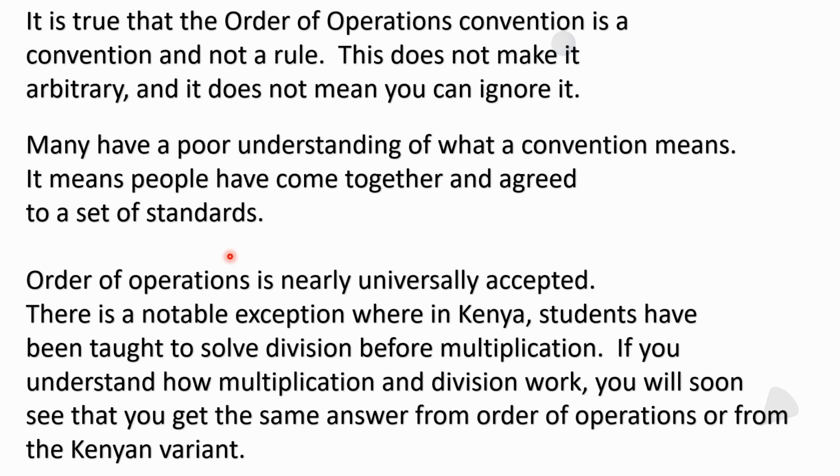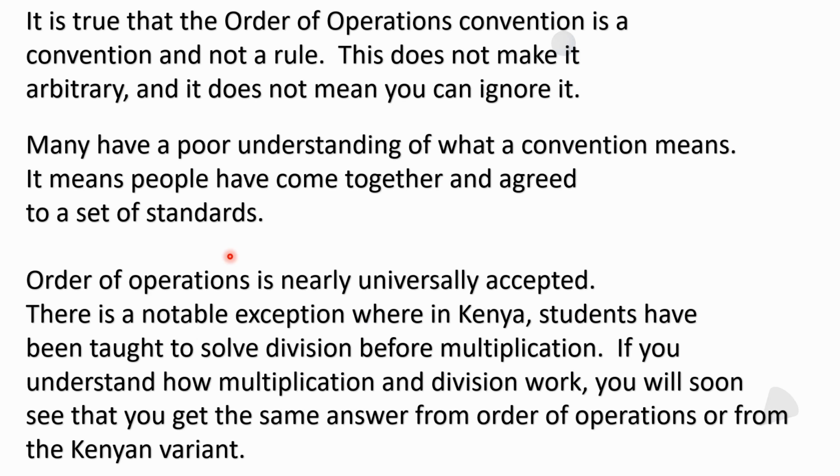It's true that the order of operations is a convention and not a rule. It doesn't make it arbitrary and does not mean you can ignore it. Many just have a poor understanding of what a convention means. It means that people have come together and agreed to a set of standards. Order of operations is nearly universally accepted.